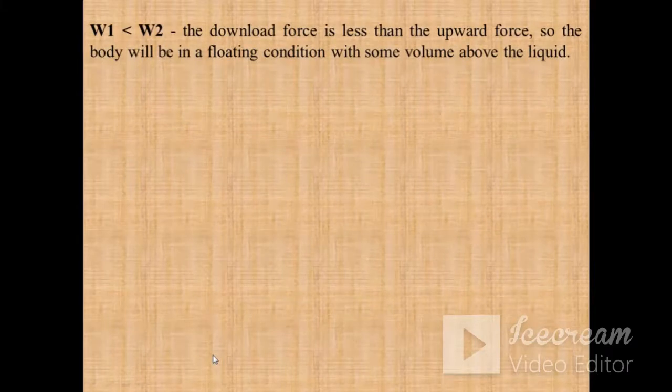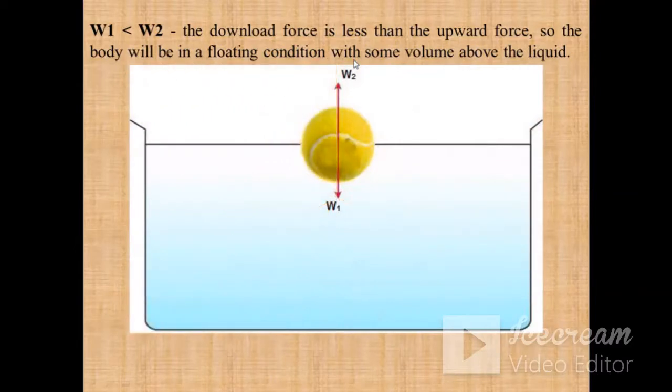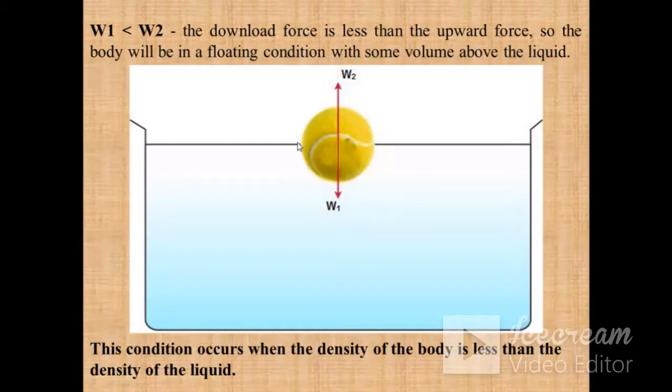In the third condition, the weight of the body is less than the buoyant force. In that case, the body will be in the floating condition with some volume above the liquid. For example, you can see in this photo a tennis ball whose density is less than the density of the water. That is why it is floating in the liquid with some volume above the liquid. This condition occurs when the density of the body is less than the density of the liquid.